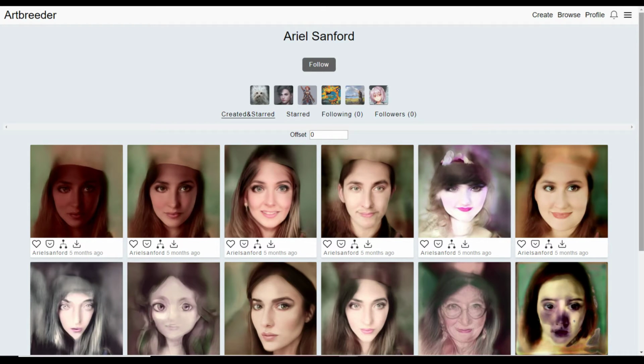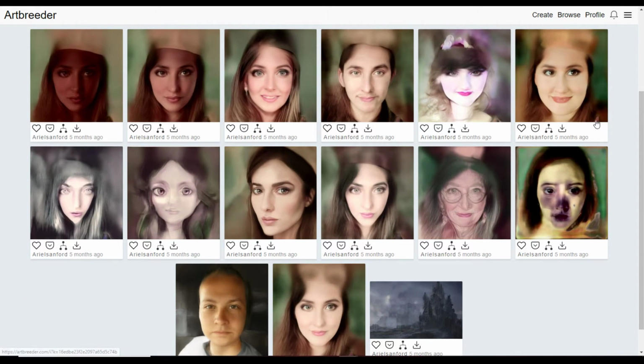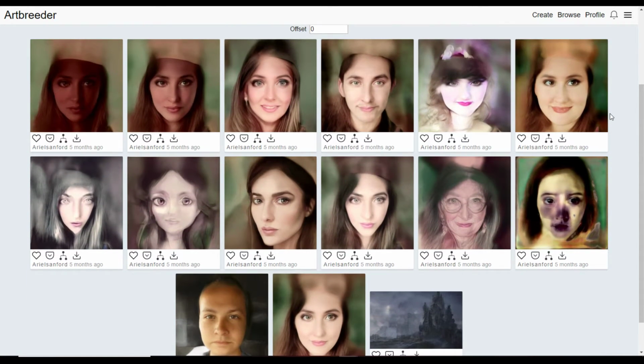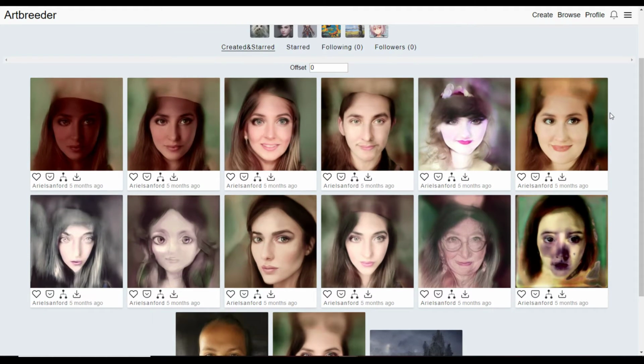The person who made that one seems to work mostly with people. They're all kind of weird looking because of this strange thing that's happening with their forehead here. The top of their head is missing.